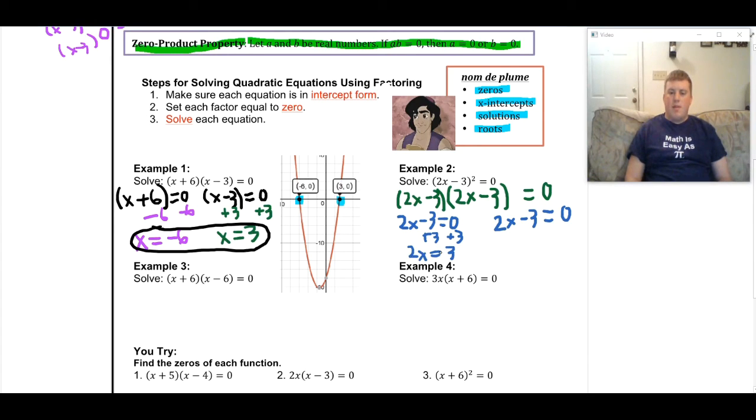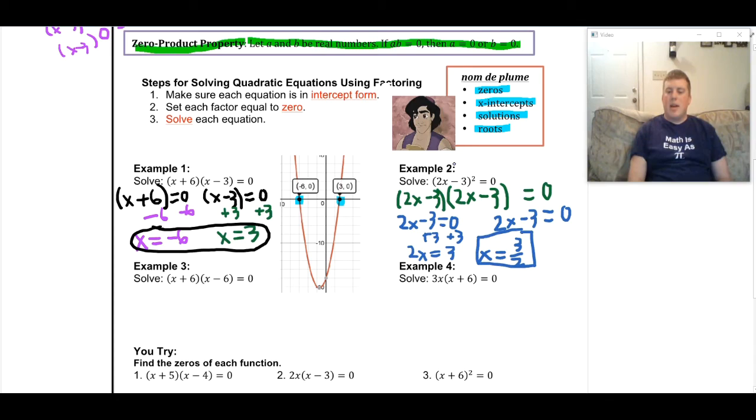And then I'm going to have to divide both sides by 2. And I'm going to get x is equal to 3 halves. Now, before I even begin the other problem, I'm going to take a look. If you notice, these are the exact same thing since they were squared. So we could go ahead and solve this, but what we're going to find is that we're going to get the exact same answer, x equals 3 halves.